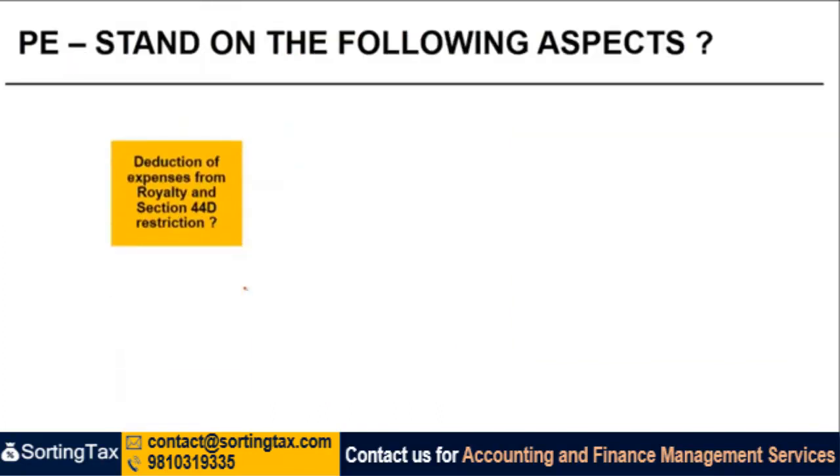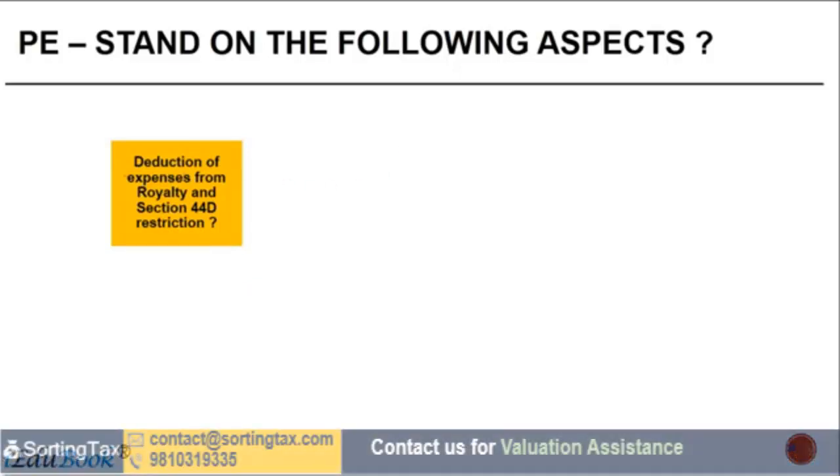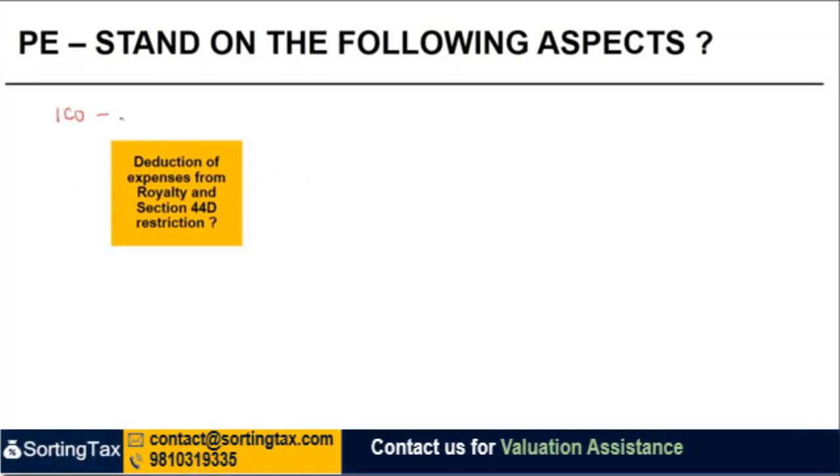So, how does PE fare vis-a-vis certain other aspects? Reduction of expenses from royalty and Section 44D restriction. Now, when a royalty is paid to an Indian company, the Indian company can claim deduction for expenses against that royalty income, and the net amount is taxable at 30%. But when you talk about the PE, since that is counted as a foreign company, right, a restriction applies whereby they are not entitled to claim deduction of expenses and they have to pay taxes on the gross amount.